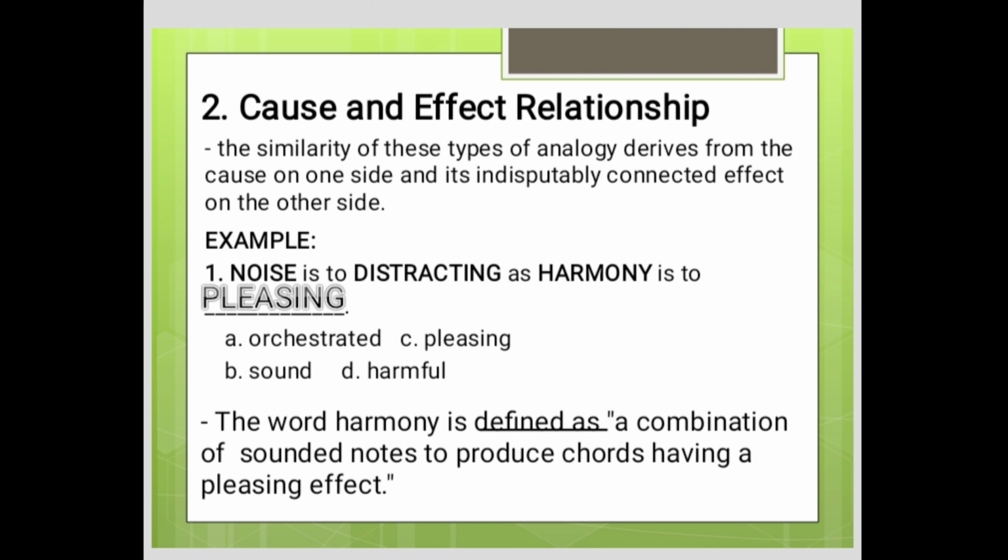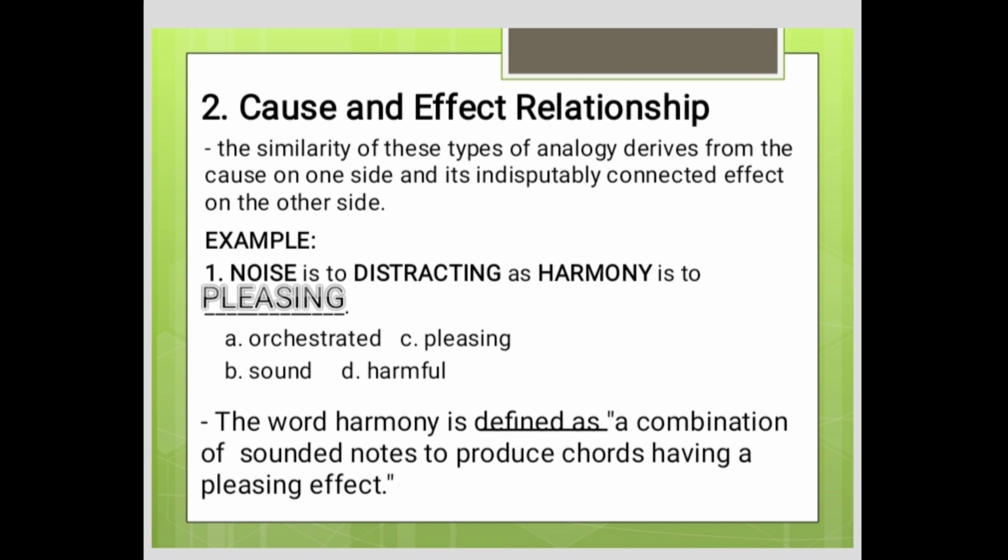Number 2, cause and effect relationship. What is a cause and effect relationship? The similarity of this type of analogy derives from the cause on one side and its indisputably connected effect on the other side. In short, you cannot come up with an effect without a cause. For example, the cause here is practice and the effect is improve.